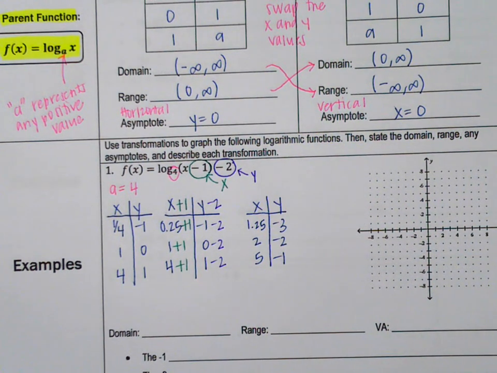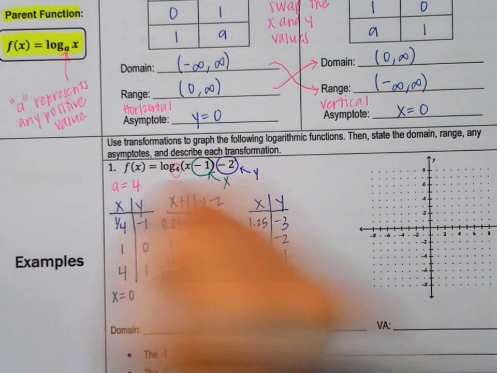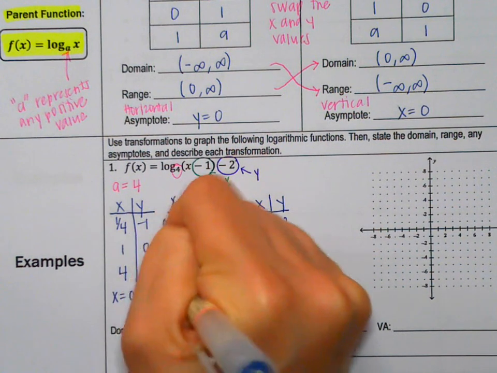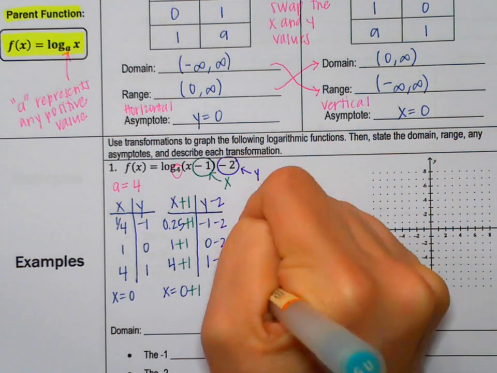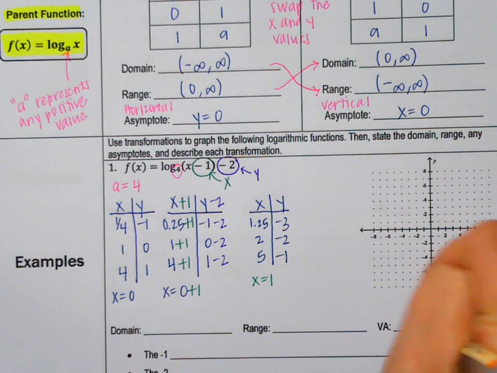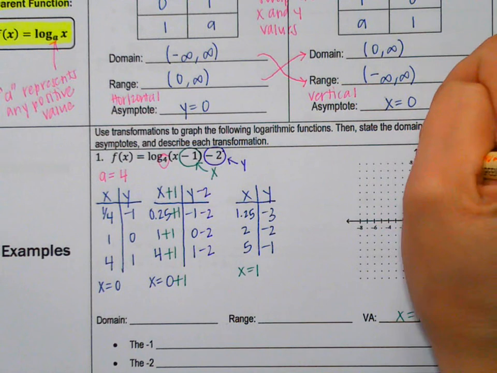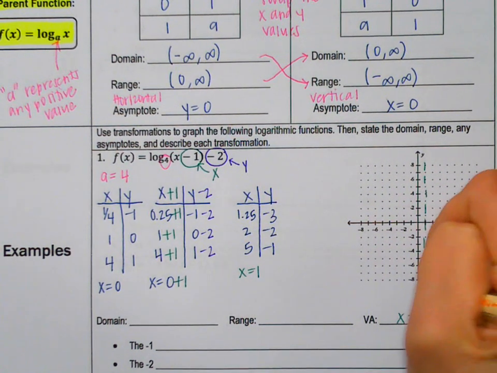Okay, now just like with exponential, I said always graph the asymptote first. So it's the same idea here with a logarithm. So my asymptote I have is x equals 0. So I think, okay, what did I do to all of my x values? I took them and I added them by 1. So my new asymptote is going to be x equals 1. So remember, it's a vertical asymptote, so that means it's going up and down. And it's going to be right there.